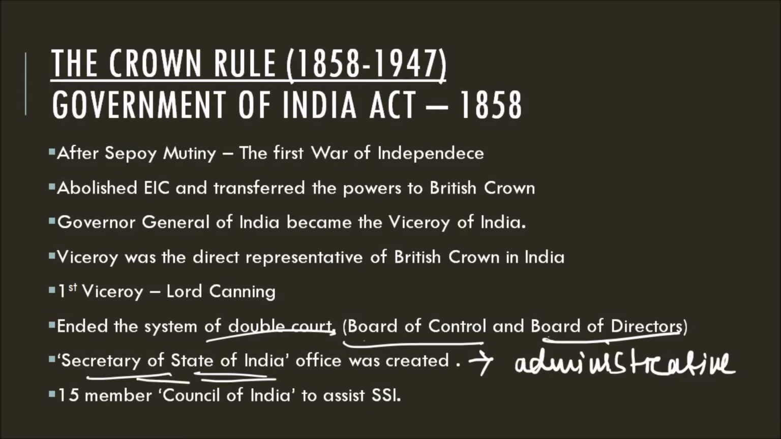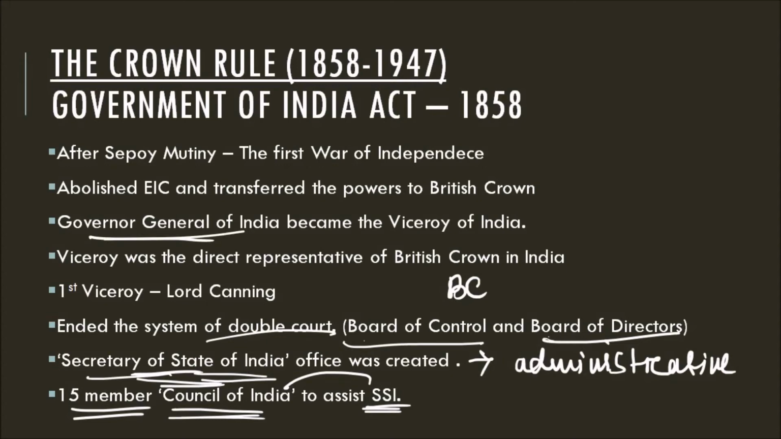But the Secretary of State for India was a member of the British Cabinet, and he was to be assisted by a 15-member council called the Council of India, and the Secretary of State for India was made the chairman of the Council of India. The post of Governor General of India ended, and now the Viceroy was appointed as the direct representative of the British Crown in India. Now let's move to the Indian Councils Act 1861.